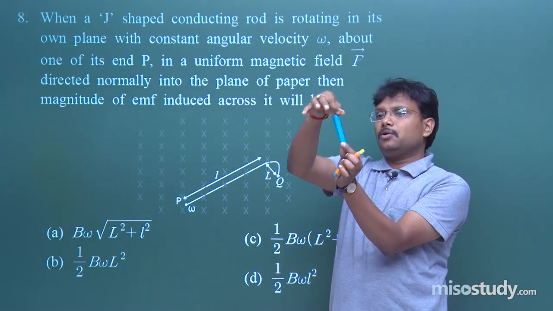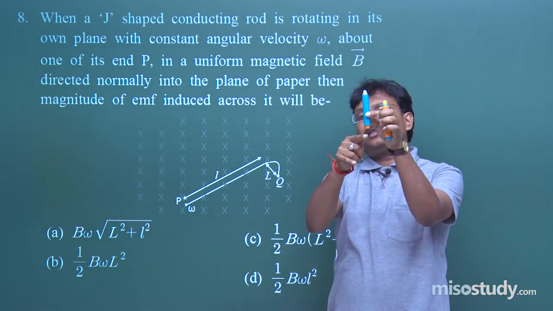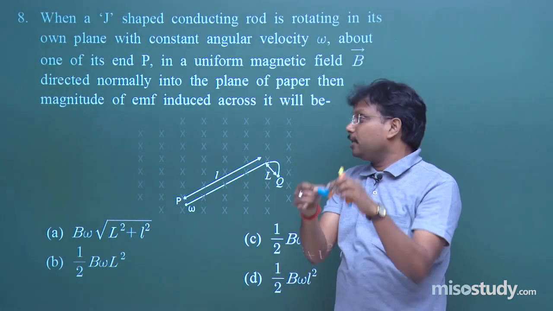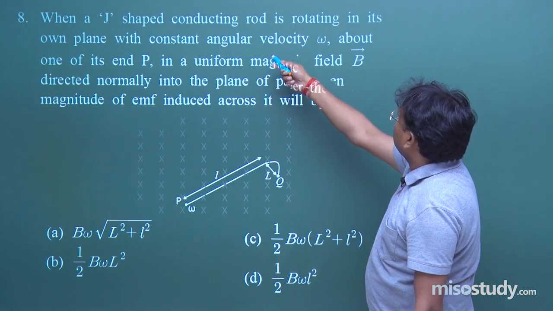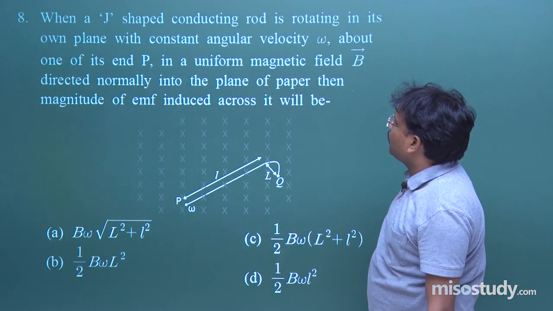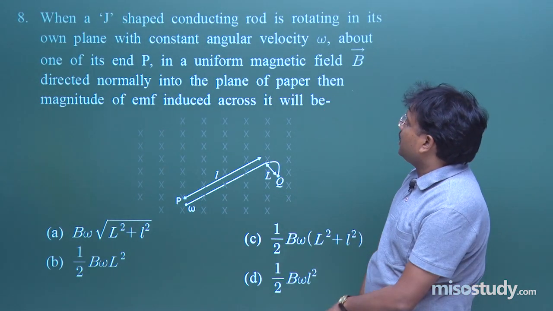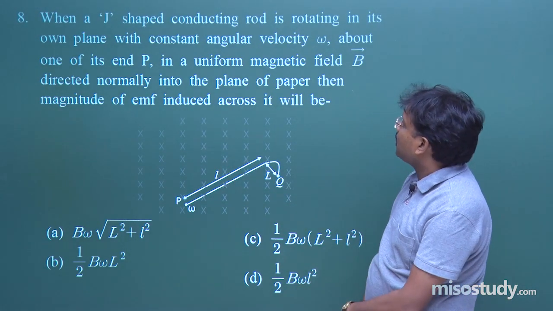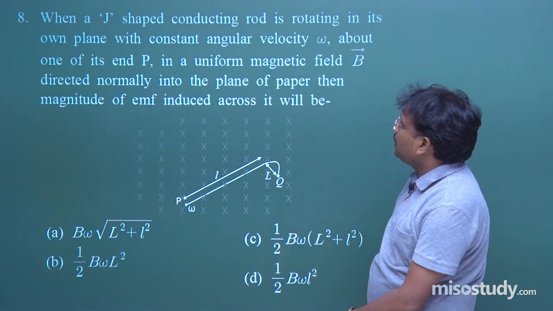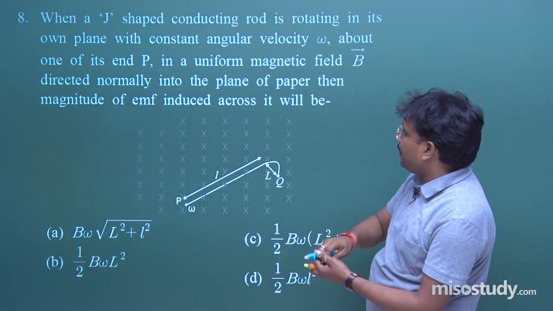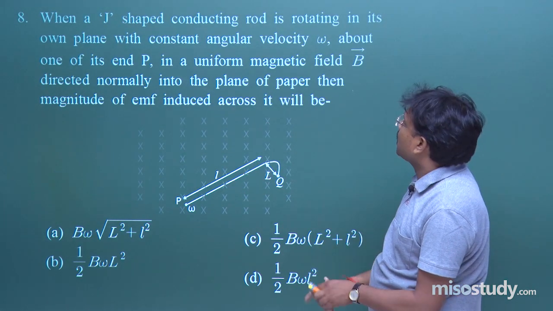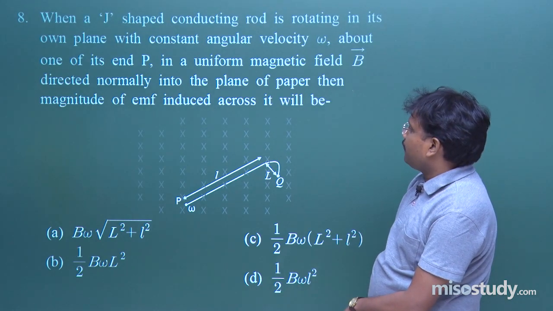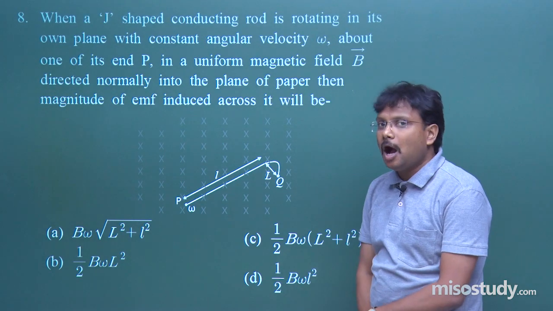This is one rod rotating like this, but I have a rod which has some portion over here. It is rotating with angular velocity omega about one of its points, that is P, in a uniform magnetic field. I hope it is visible, small cross field B directly normal into the plane of the paper, I mean this green board. Then the magnitude of EMF induced across it will be how much?